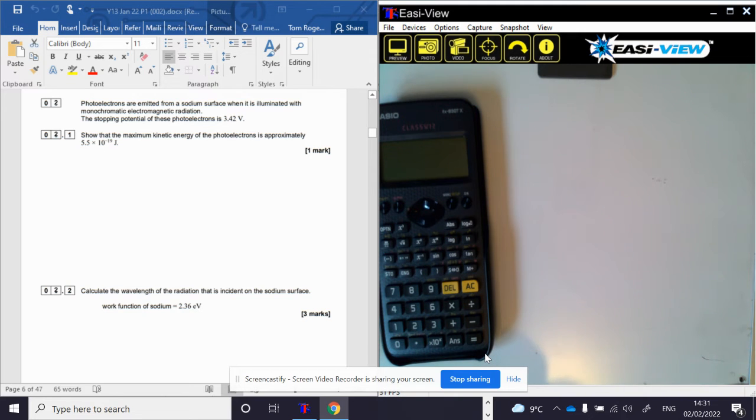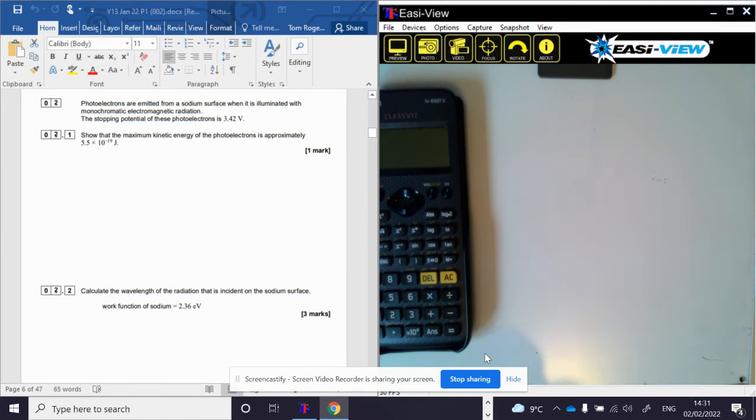So this question is about the emission of photoelectrons. We've got photoelectrons emitted from a sodium surface when it's illuminated with monochromatic electromagnetic radiation. The stopping potential given is 3.42 volts. Show that the maximum kinetic energy is given by 5.5 times 10 to the negative 19.